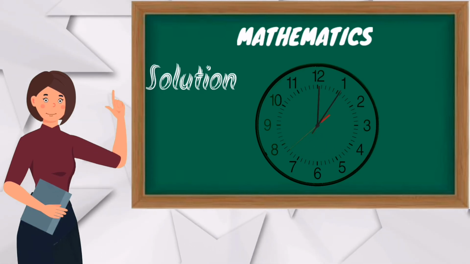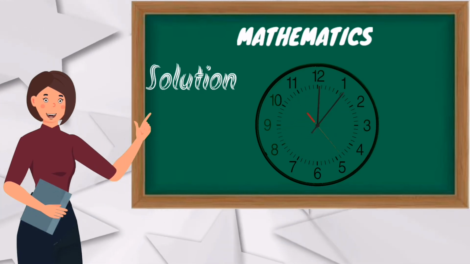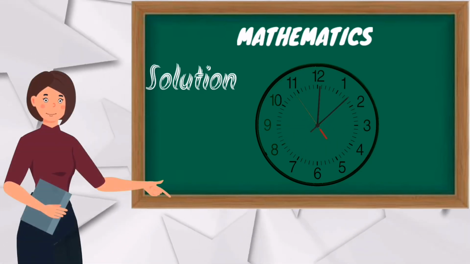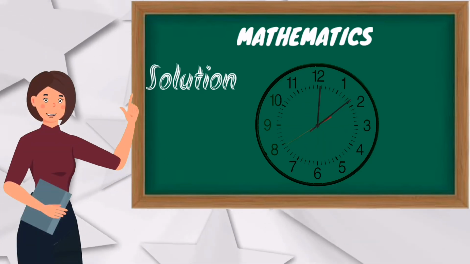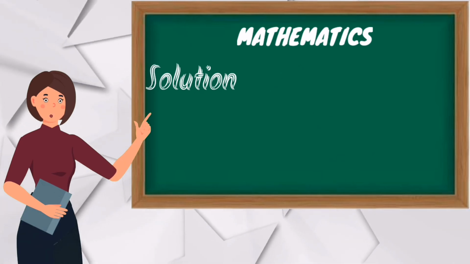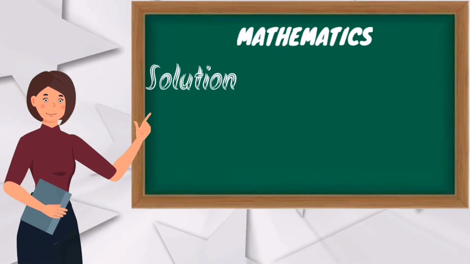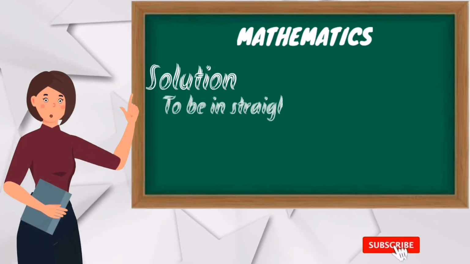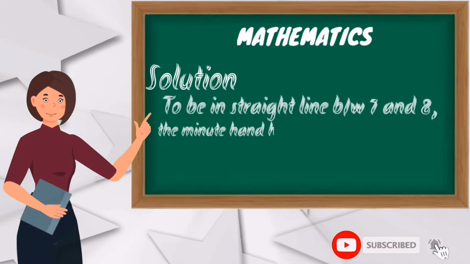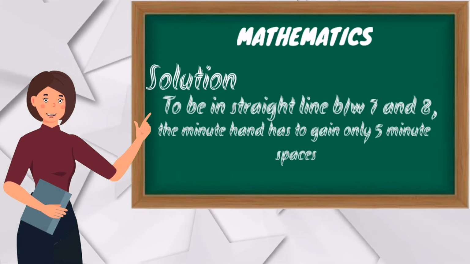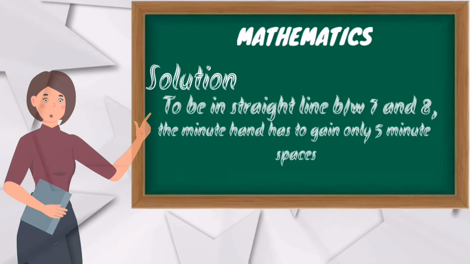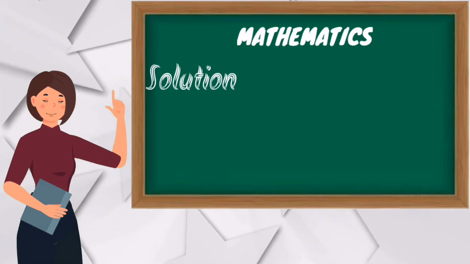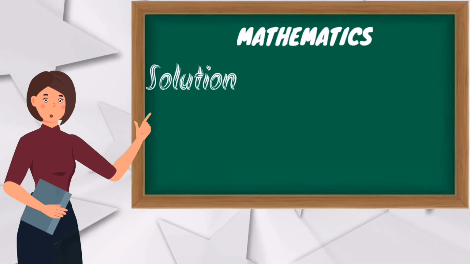So, first of all, let's consider a clock showing 7 hours time. The minute needle will be pointing to 12 and the hour needle will be pointing to 7. From the figure itself, we can understand that for the two needles to be in a straight line, the minute needle has to gain only 5 minute spaces. That is, when the minute needle will be pointing to 1, it will be in exact opposite direction to the hour needle, making a straight line.